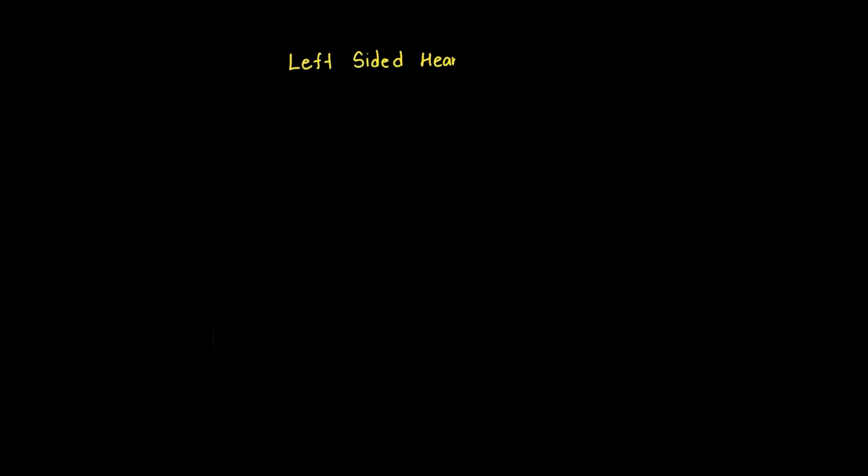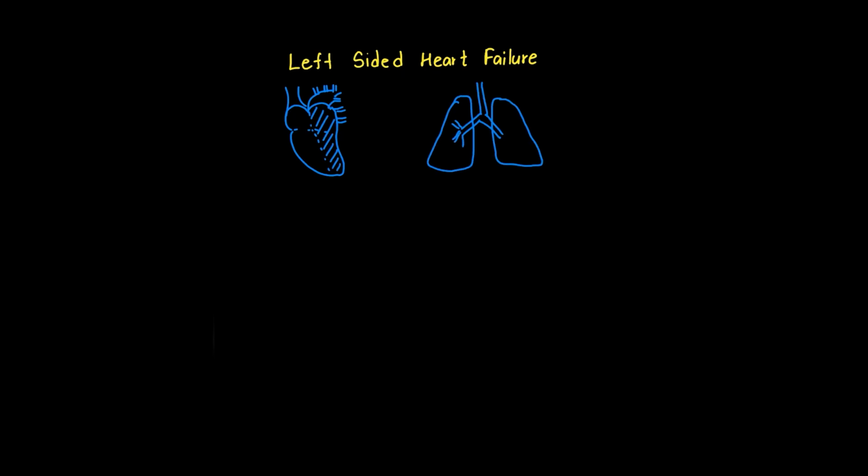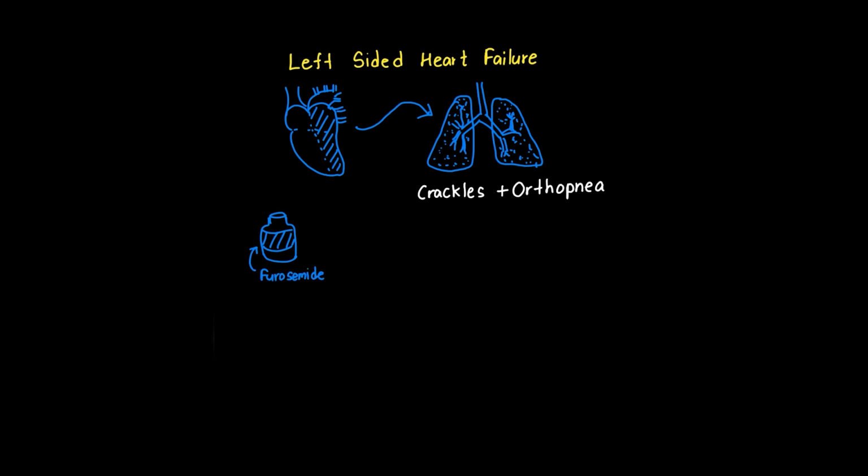Alright, let's explore why furosemide is the go-to medication for acute left-sided heart failure with pulmonary congestion. When the left ventricle fails, blood backs up into the lungs, causing fluid to leak into the alveoli. This creates the crackles we hear and the orthopnea patients experience. Furosemide is a powerful loop diuretic that works within minutes when given intravenously. It rapidly removes excess fluid from the body, including the fluid drowning the lungs.